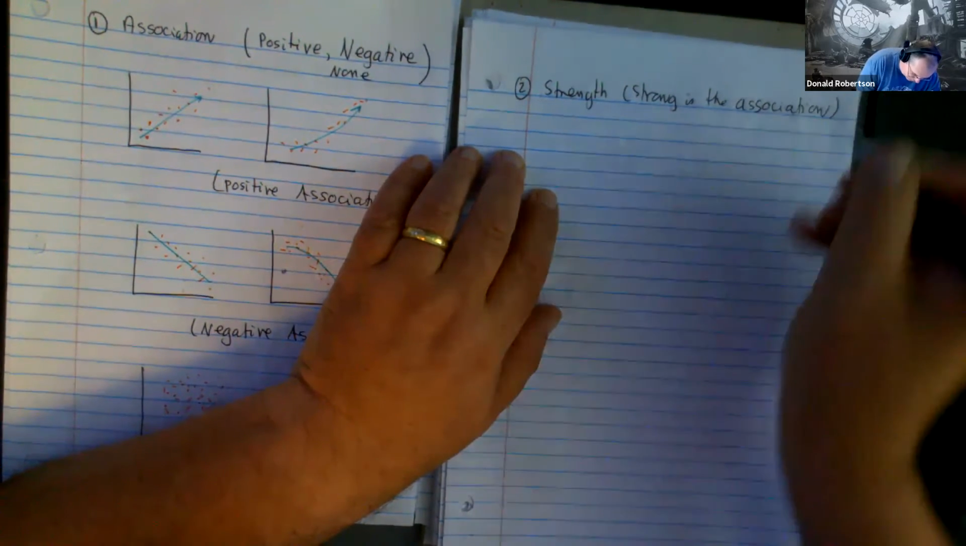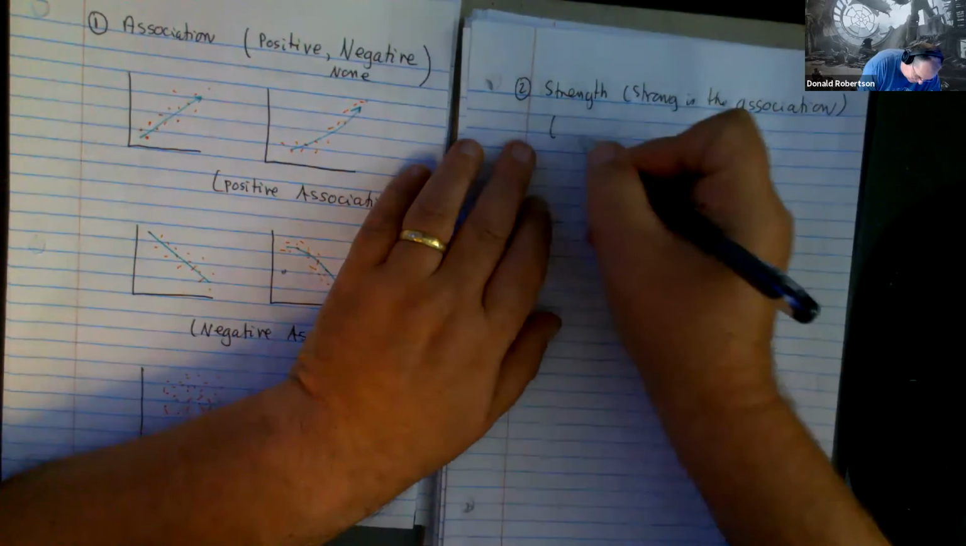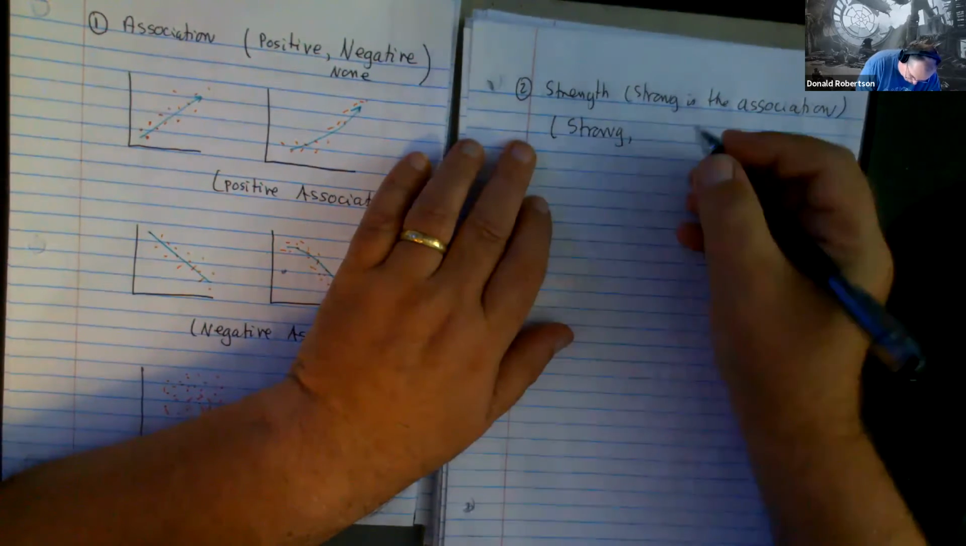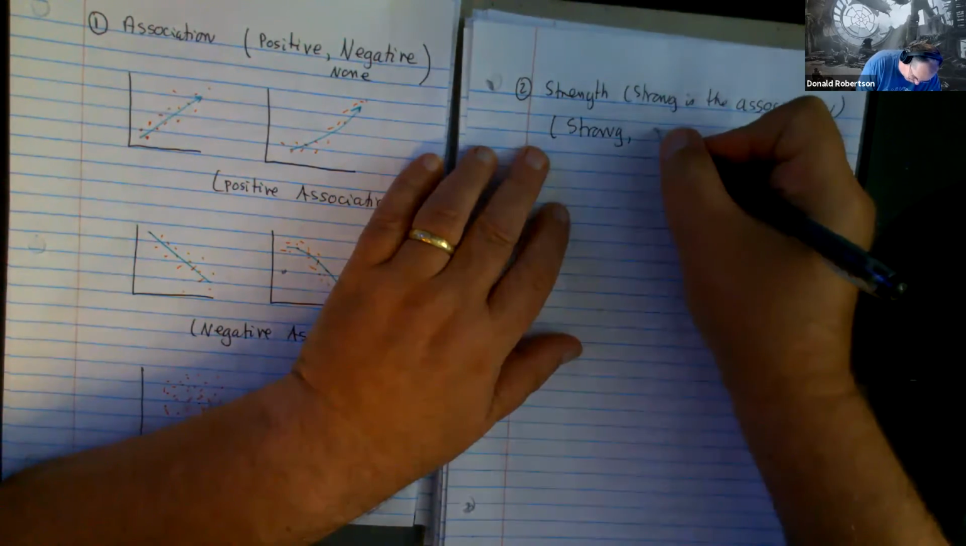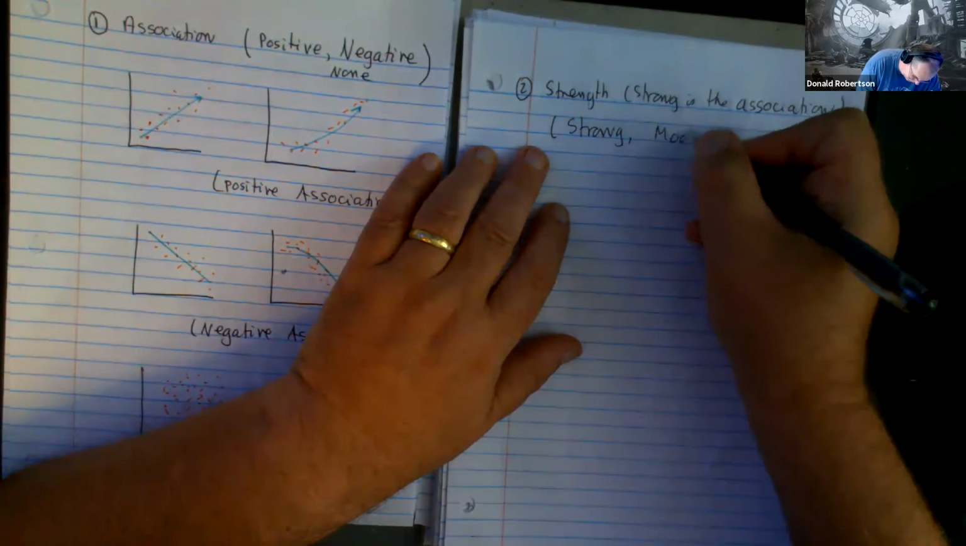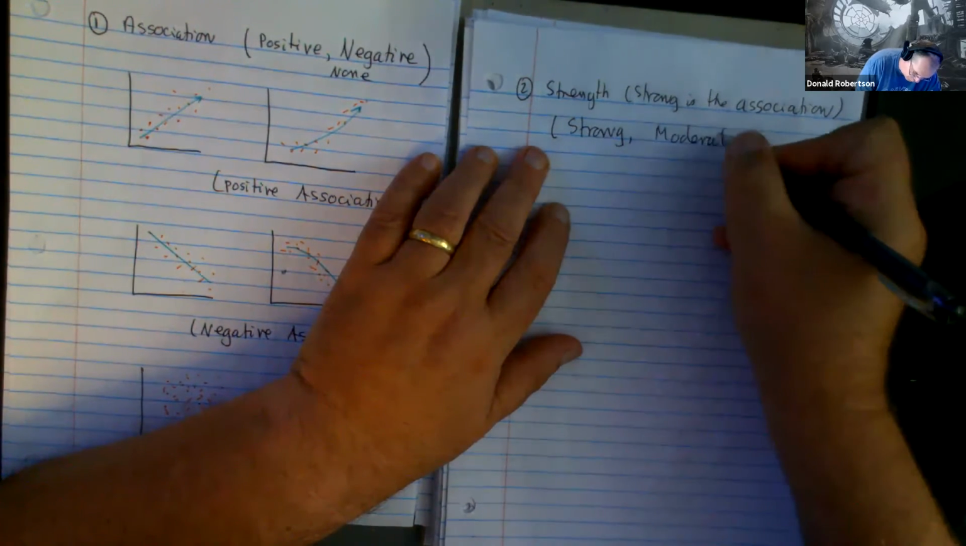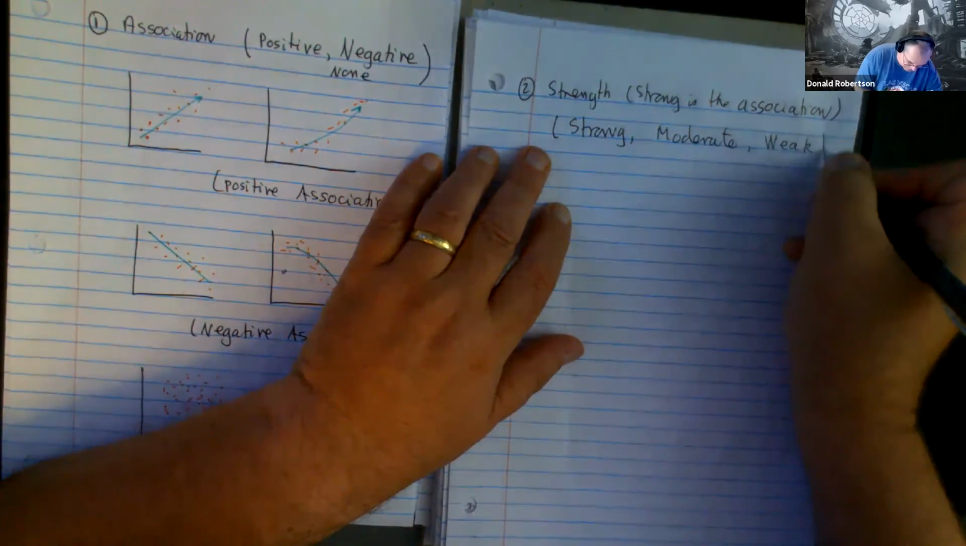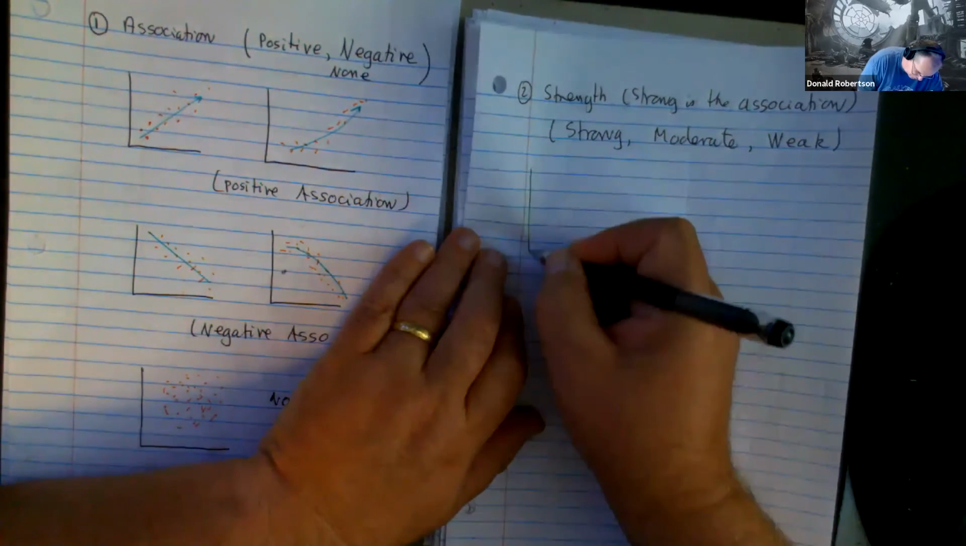And there are going to be three words that we're going to use. It's going to be strong. We're going to say that it's a strong association. We're going to say it's moderate. Or we're going to say it's a weak association. Let me show you what those three would look like.